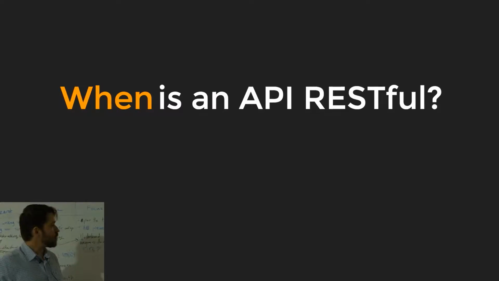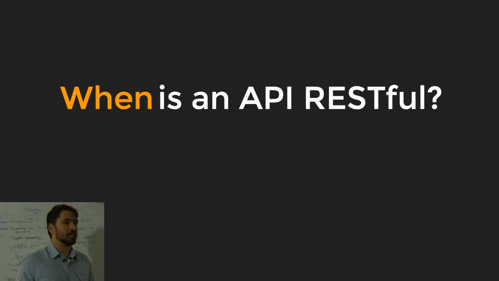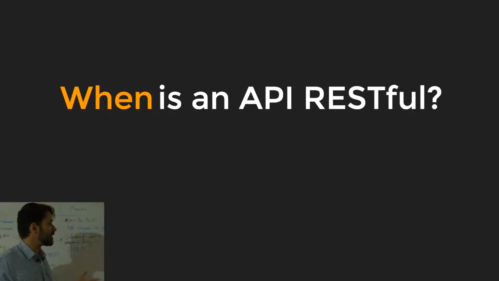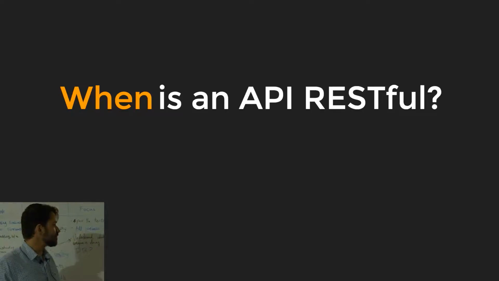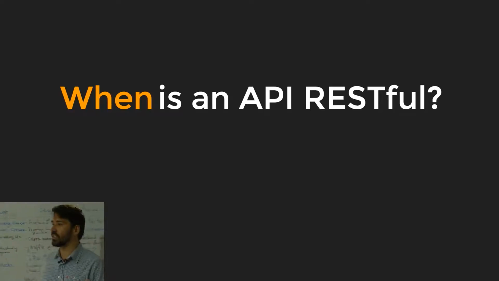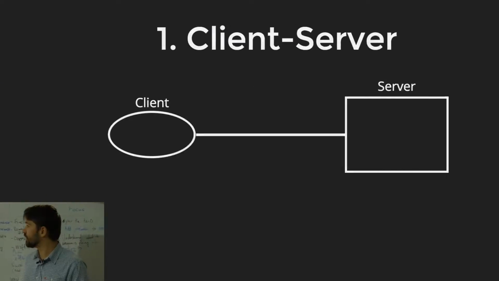So when is an API RESTful? This is very easy to answer. An API is RESTful if it behaves or acts under the REST constraints at all times. So let's talk about the REST constraints. REST defines 6 constraints to achieve the desired system architecture, the optimized architecture.